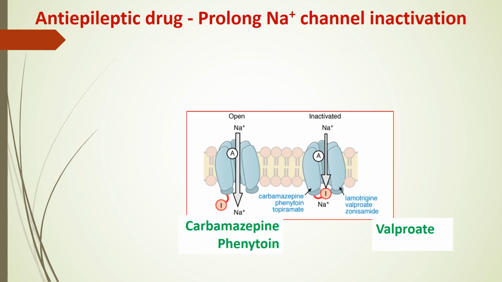Now we shall move on to those anti-epileptic drugs. Their primary mechanism of action is to prolong the sodium channel inactivation. That means in the activated or open state, these channels conduct the sodium ion, so the action potential is transmitted across the synapse. And in the inactivated state, there is no sodium channel conduction, so there is no conduction of action potential. So we can prevent this generation of the impulses across the synapse or across the neurons by using these drugs.